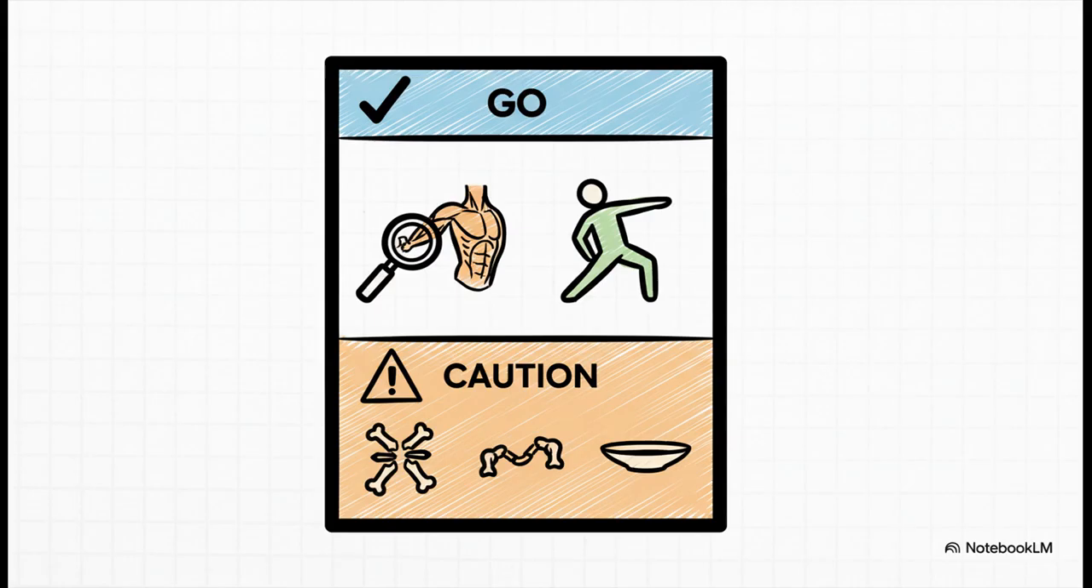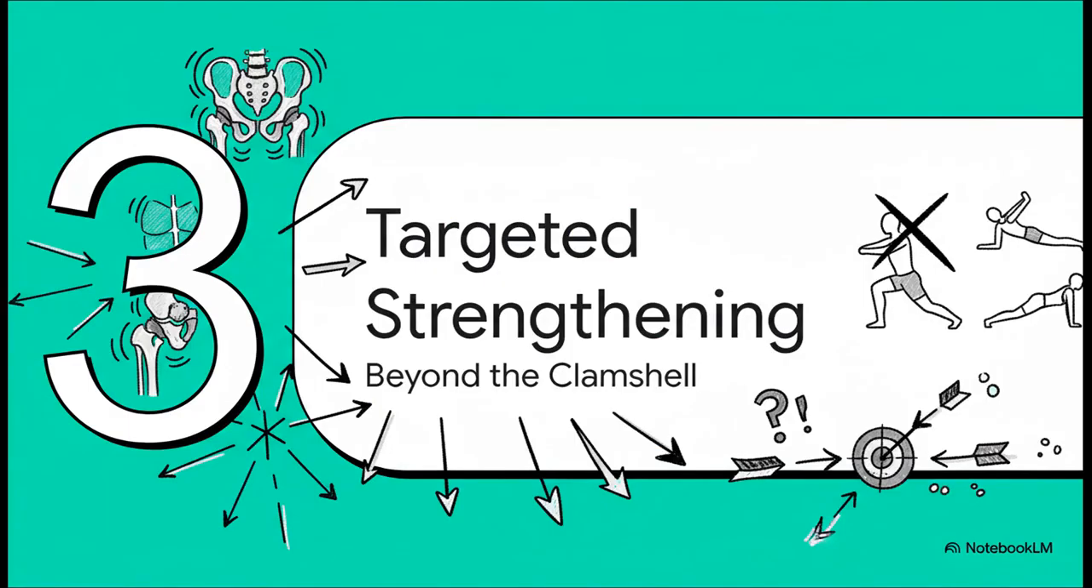You've got a patient with FAI? We're staying away from those combined flexion, adduction, and internal rotation positions. And if they're hypermobile or have dysplasia, aggressive stretching is a big no-go. All right, let's move on to our next section, and this one is absolutely critical. We're talking about targeted strengthening.